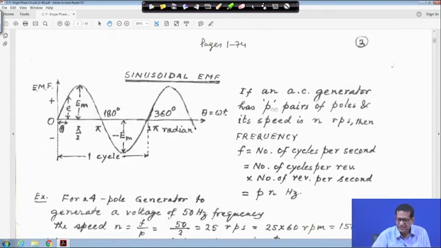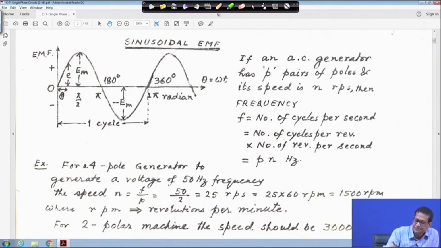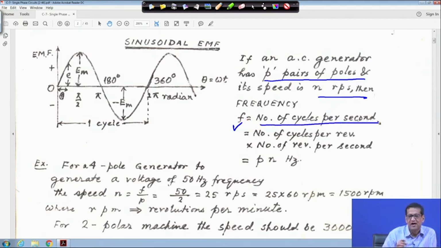therefore, if an AC generator has P pairs of poles, and its speed is n RPS, the frequency f can be given as the number of cycles per second, right. You have heard that our frequency is 50 hertz. In the Indian system, 50 hertz is commonly practiced in India and most countries. In USA and Canada, it is 60 hertz, and in Japan, I think both 60 hertz and 50 hertz are there, right. But India is 50 hertz.